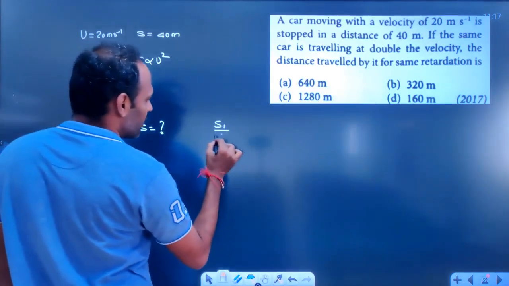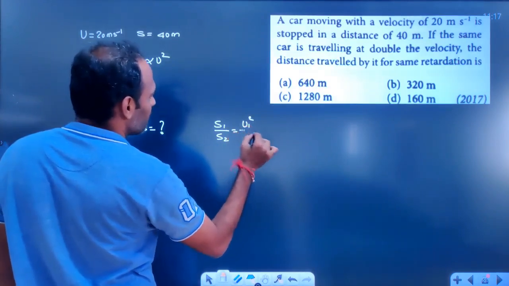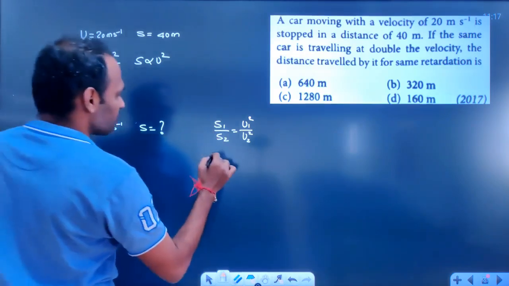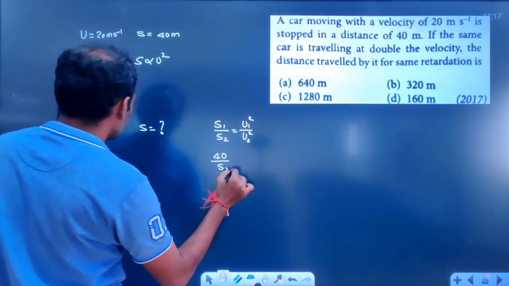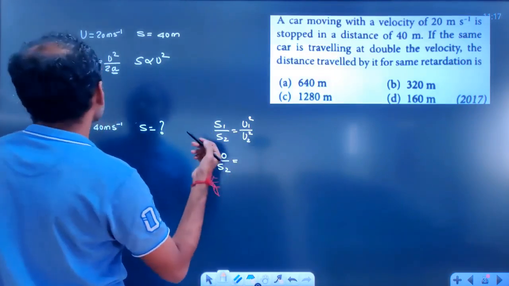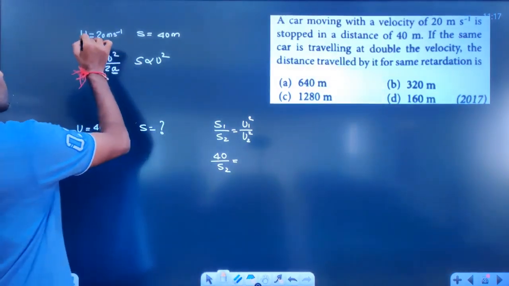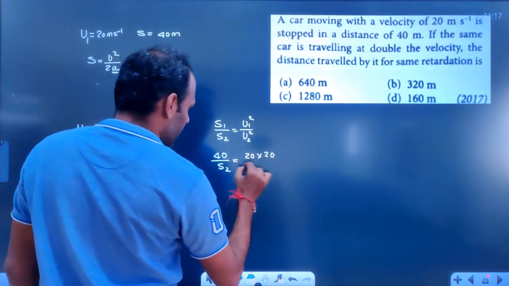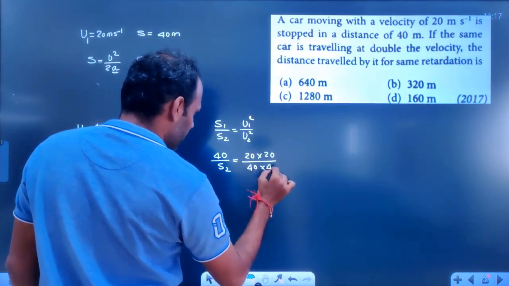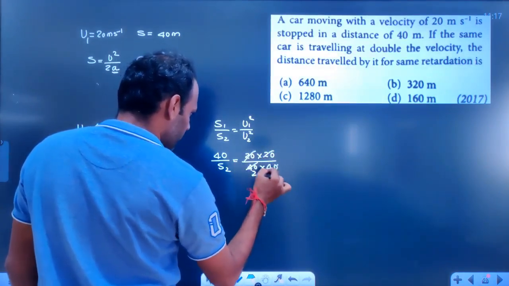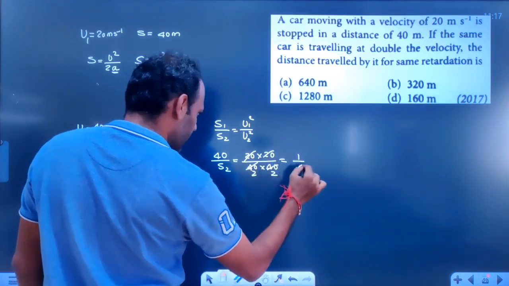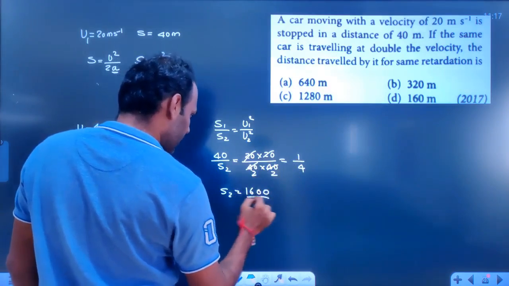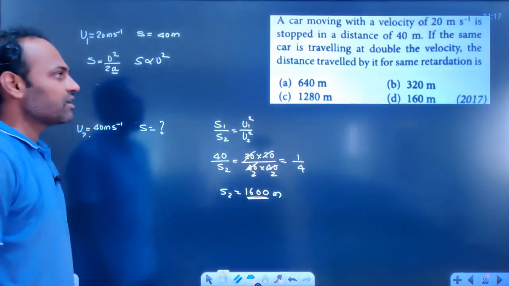So what I will do is S1 divided by S2 is equal to u1 square divided by u2 square. How much is S1? S1 is 40. S2 we don't know, we have to calculate. Take this as u1 and this as u2. So this is 20 into 20, and this is 40 into 40. So 2 1s are 2, 2 2s are 4. So this will be 1 divided by 4. S2 will be equal to 40 into 4, that is 160 meters. So this much will be the stopping distance.